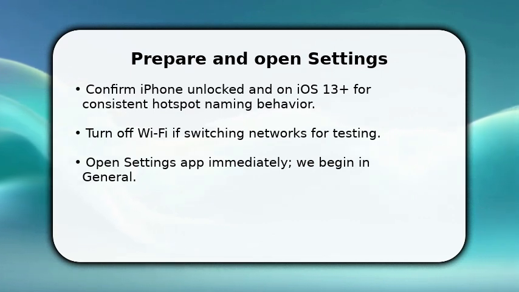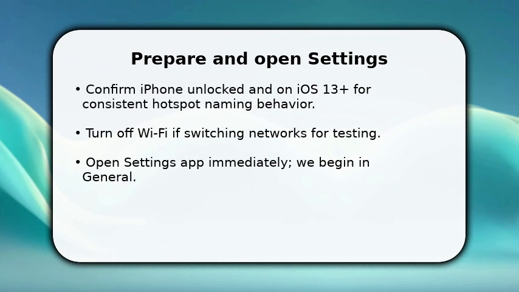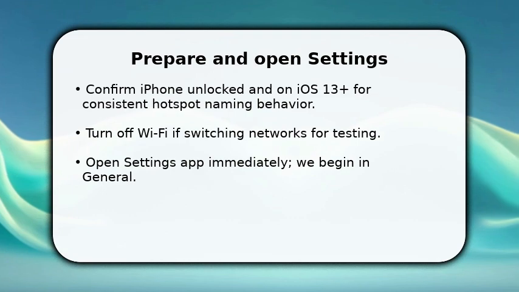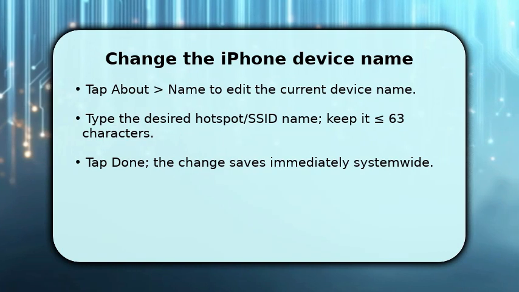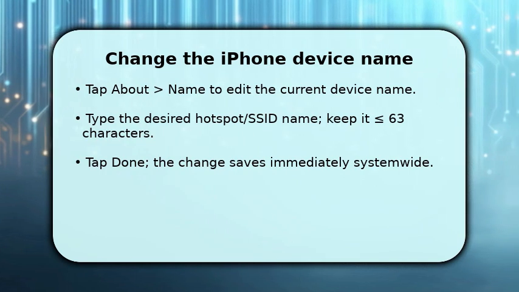Make sure you have any active tethering off for a moment. Now tap About. The device name field is where this process begins. Follow along and don't skip the next step. You'll now edit the name that becomes the personal hotspot SSID. Tap Name, delete or modify the existing text, and type the new network name you want other devices to see.